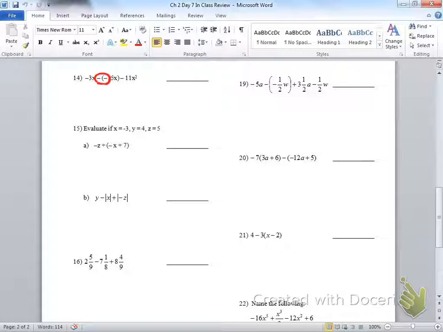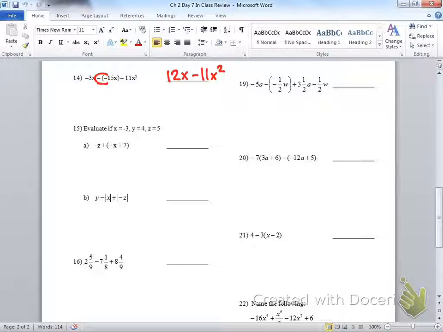The minus negative becomes a plus. So what's negative 3 plus 15? 12x. Yeah, it's just 12x. And then can you do anything with the minus 11x squared? They're not like terms, so you can't really do anything. So you're good.